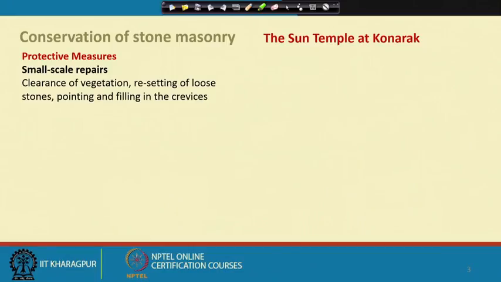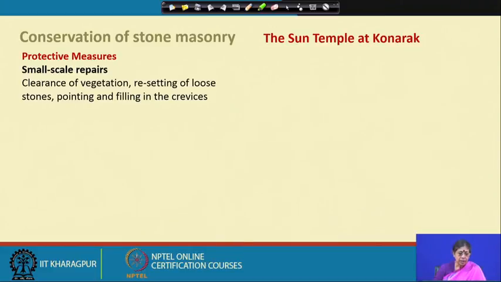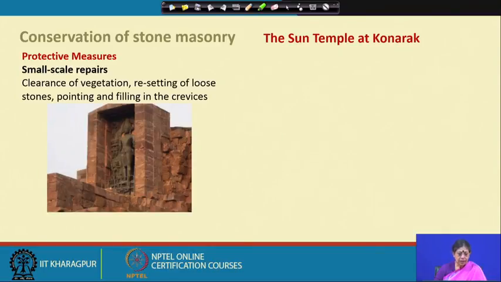Now, what are the protective measures taken in the Konark temple? One is small scale repair. That included clearance of vegetation, resetting of the loose stones which came out, and pointing and filling of the crevices. These were being continuously done. These are small scale repairs, and as you can see, some pointing has been done. It has not been reconstructed, it was not an anastylosis process, but keeping the stones in position and doing some repair work was very important for this particular type of stone.